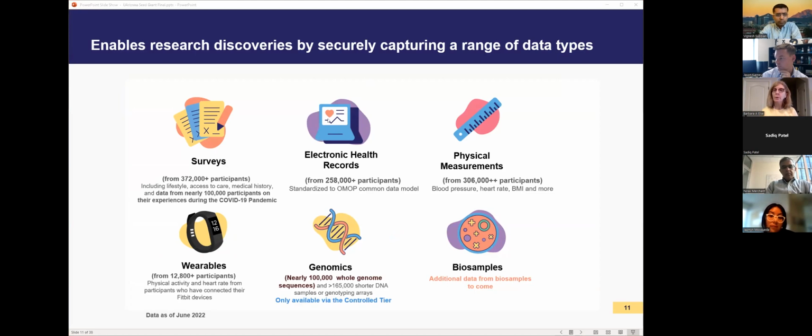We do this by securely capturing a range of data types: surveys, patient-reported information on lifestyle, access to care, and medical history; electronic health records, and there's a very large behind-the-scenes harmonization modeling project to do that; physical measurements, blood pressure, heart rate, BMI, etc.; wearables, right now it's Fitbit devices; and genomics data. I'm going to let my colleagues speak about that a little bit more, but let's move to the next slide.